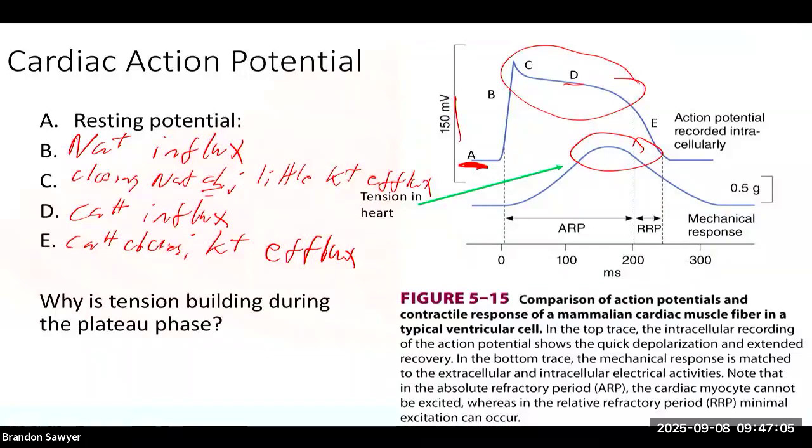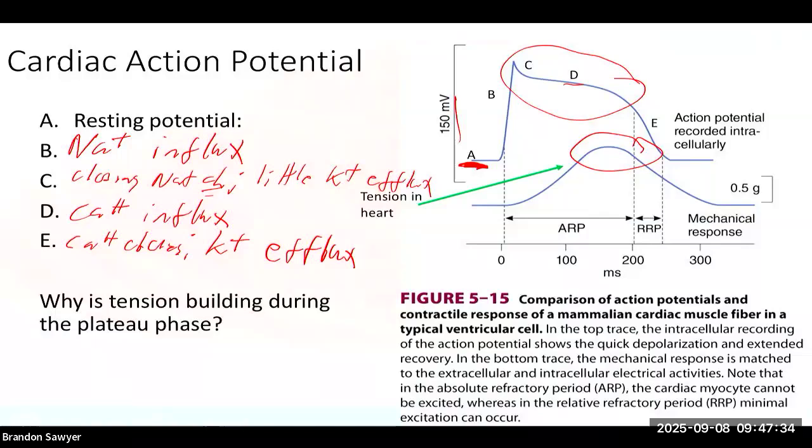So we get just initial repolarization in C, so just a little bit of it. And then we get into plateau, and then it goes the rest of repolarization with E. Yeah, good question. Other questions? C, you said? E. I just said calcium closes, so the calcium channels close. Yeah, thank you.